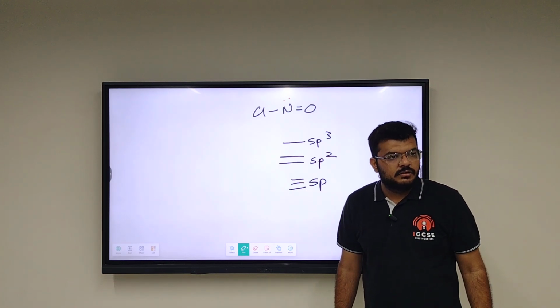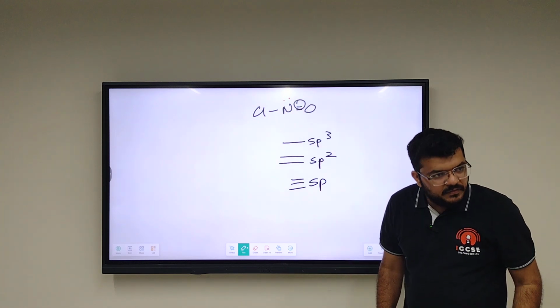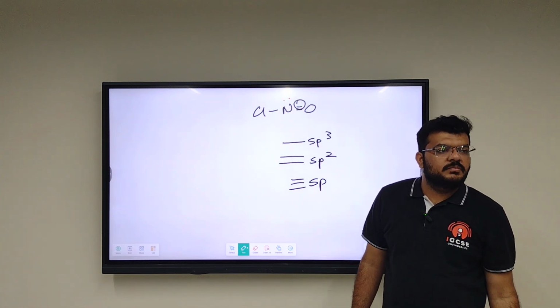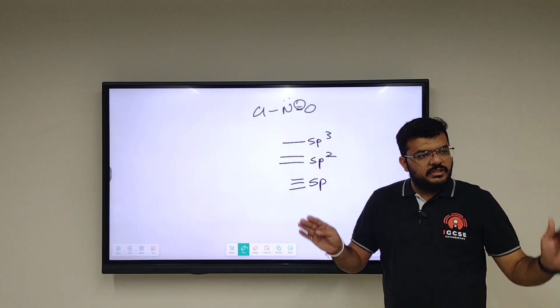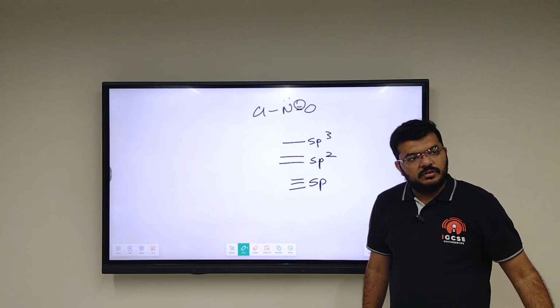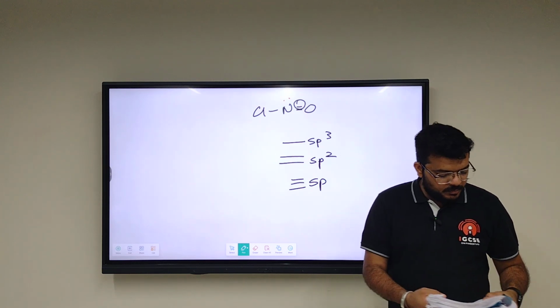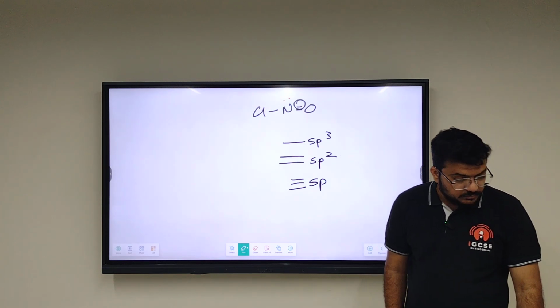So nitrogen has 3 bonds. There is a double bond. If there is a double bond, the hybridization must go to sp2 to achieve a side overlap. So you don't count the total number of bonds. You only count the highest number. And then in the same paper, question number 9.